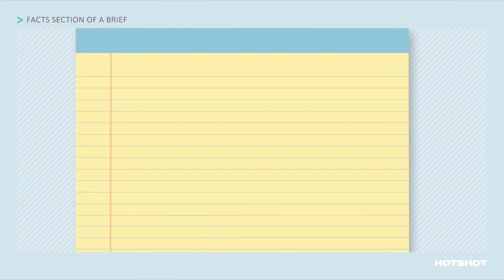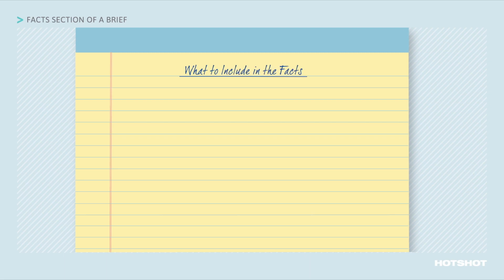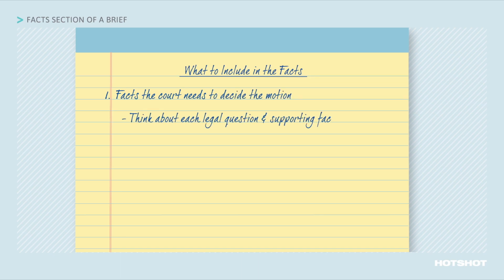To help you, think about what to include in 2 steps. First, you'll need to include the facts the court will need to know in order to decide the motion. Think about every legal question before the judge on this motion and what facts support your position. Think about what facts the other side will argue that you'll need to contend with.